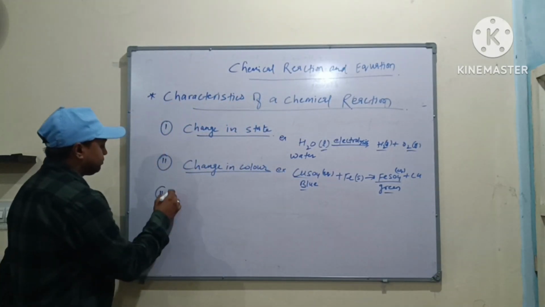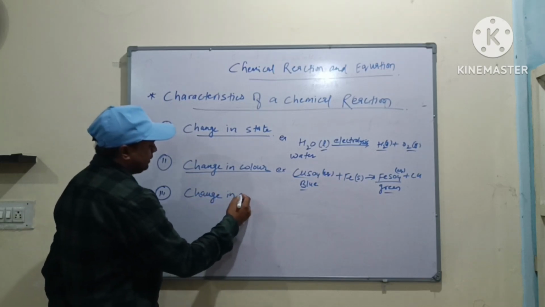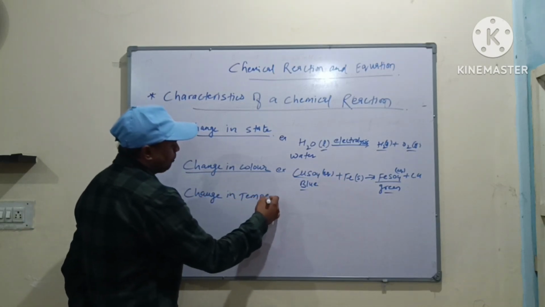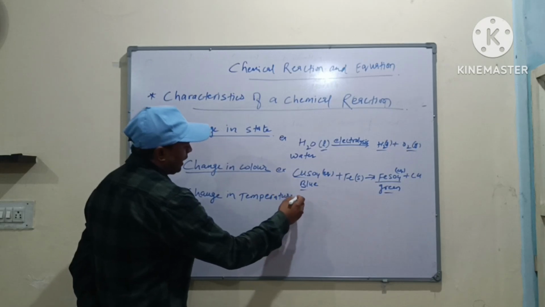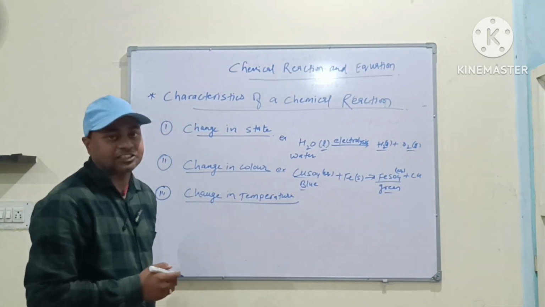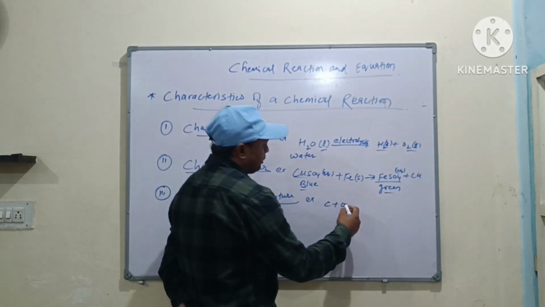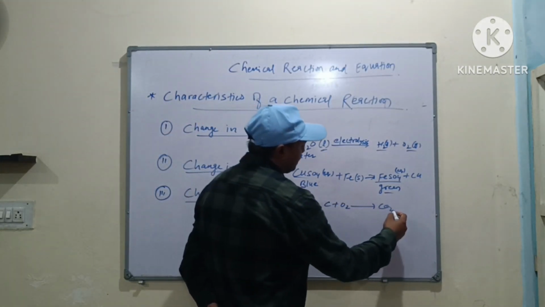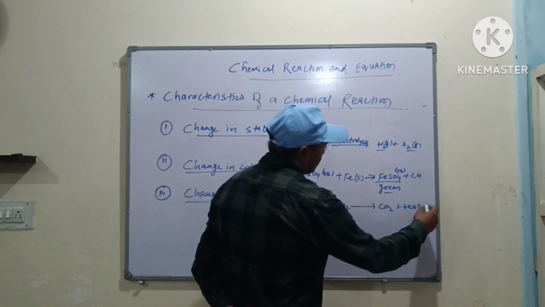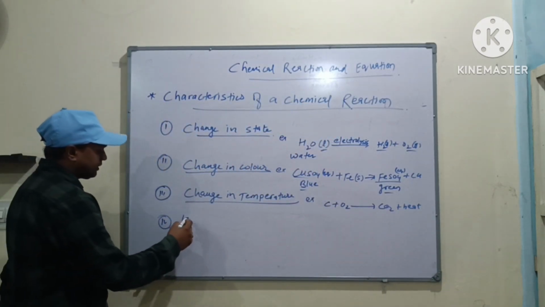Third characteristic is change in temperature. If during a process there is a change in temperature, either temperature is increased or decreased, then we can say a chemical reaction has taken place. For example, burning of coal: C plus O2 gives CO2 plus heat.